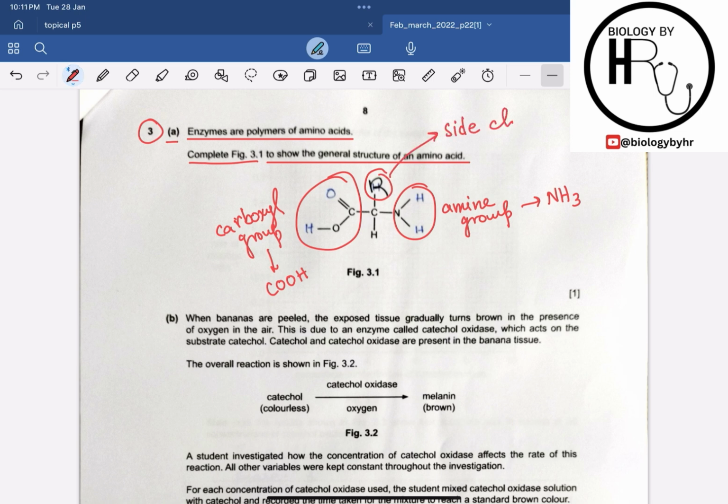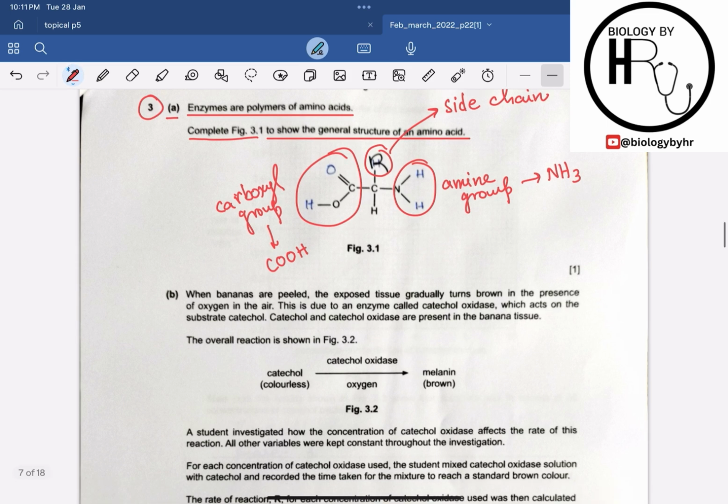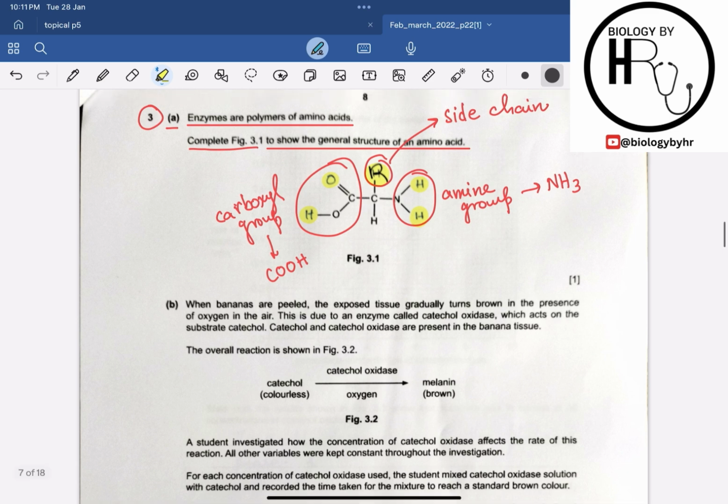This is the side chain and it is a variable side chain. It differs in each amino acid, right? So this is how the structure is to be made. You will write R over here, you will add 2H over here, and then you will complete the carboxyl group over here, right? So I hope that part A is clear.